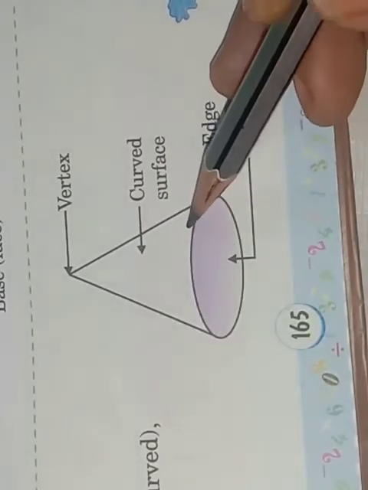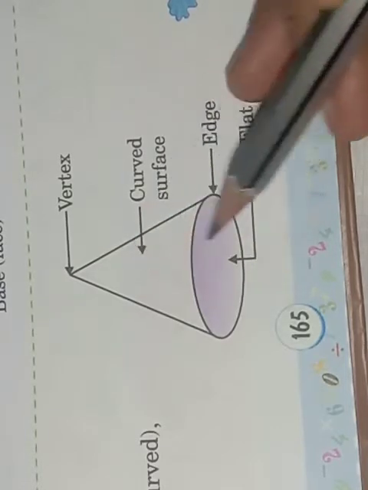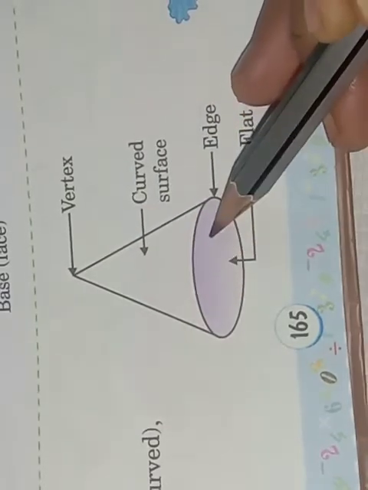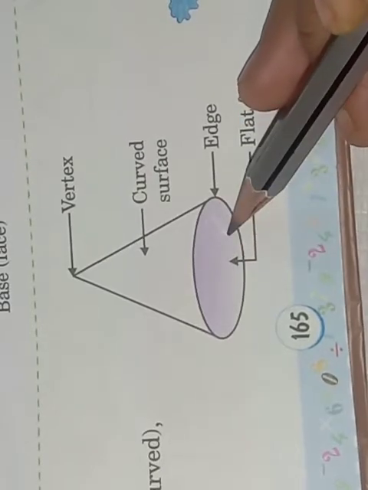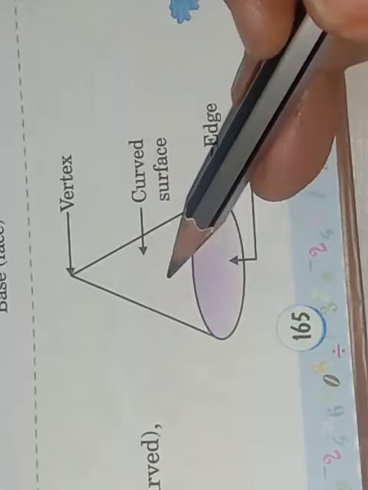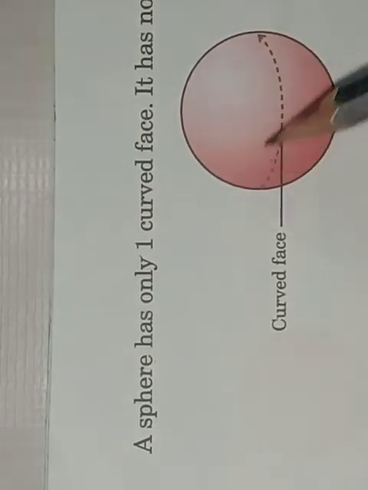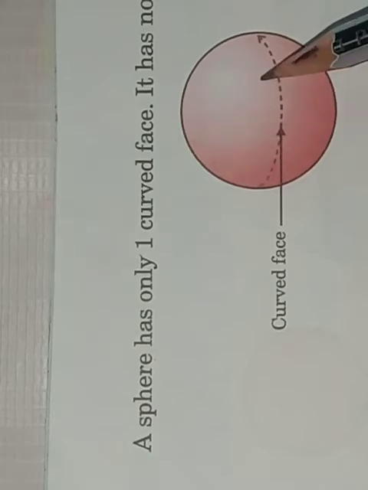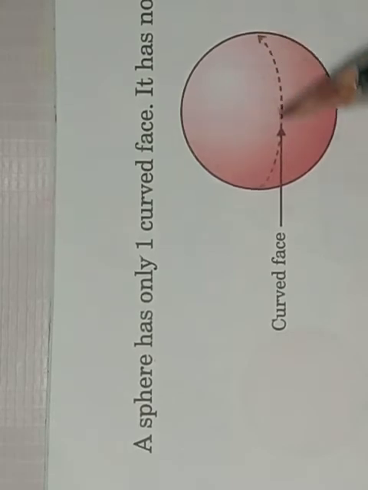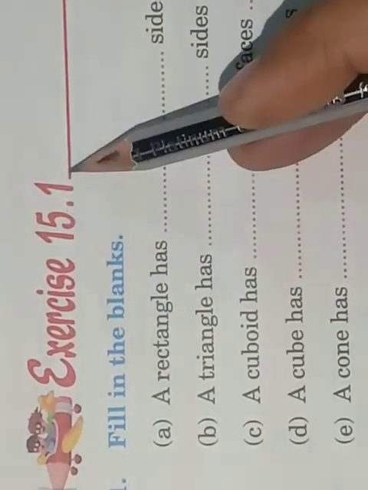This is a cone and it has 2 faces, 1 curved face and 1 plain, flat face, 1 edge and 1 vertex. This is a sphere and it has only 1 curved face and no vertex and no edge. Understood? Now let's start exercise 15.1.